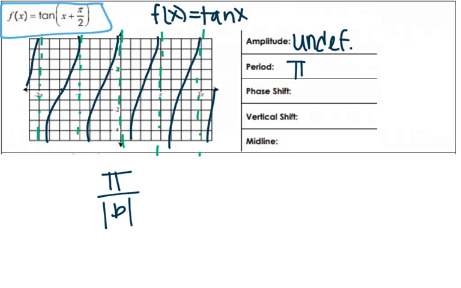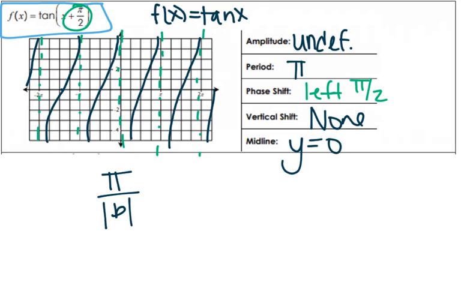Phase shift, that's when you have something inside the parentheses happening. So we do have a phase shift this time. And because it was a plus, remember that moves it to the left. So we would say left pi over 2. It does not have a vertical shift because we don't have a plus or minus at the very end after the parentheses. So I'd say none. And then because it did not move vertically, our midline would still be at y equals 0. So our midline didn't really change.